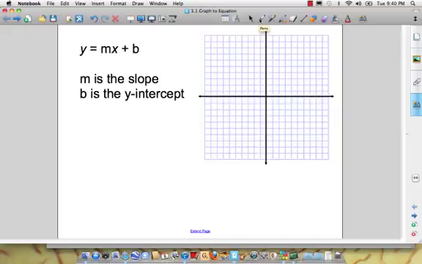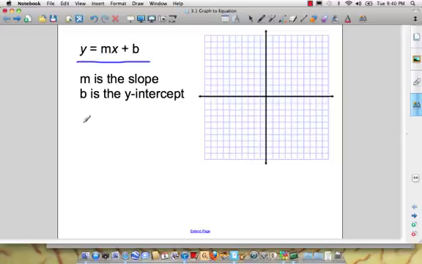This lesson reviews graphing lines based on an equation written in slope-intercept form. Slope-intercept form is what you see right here, y equals mx plus b. Every line can be represented by an equation in this form, and m is going to be a number, which is the slope, and b will be the y-intercept.